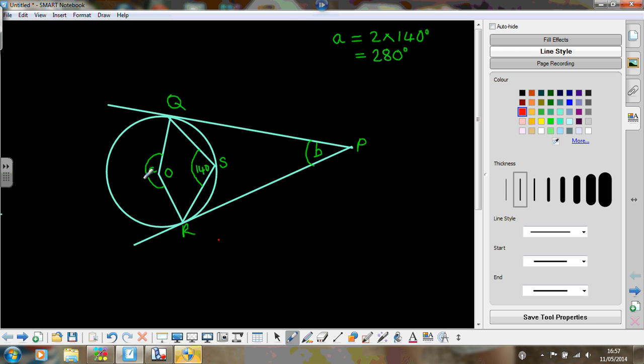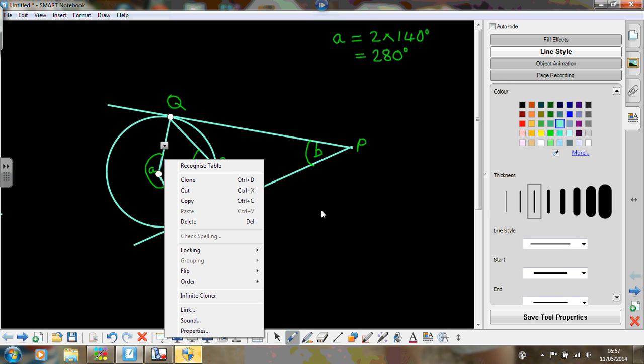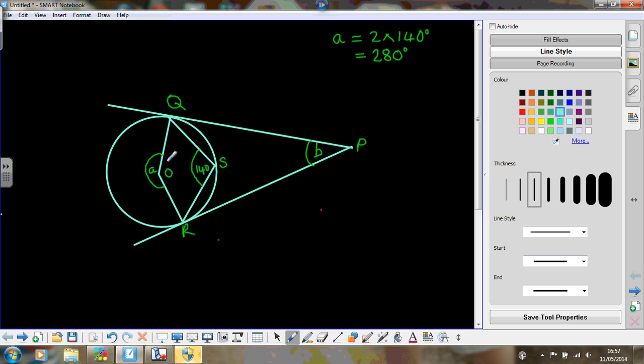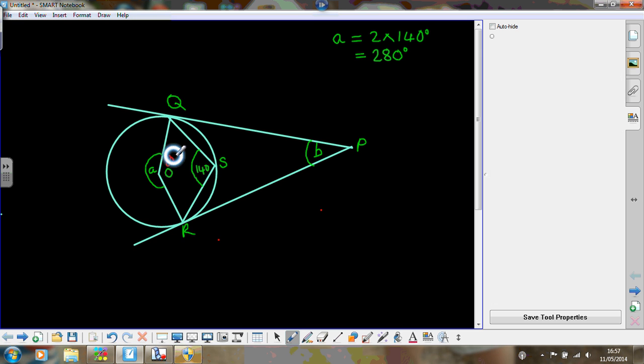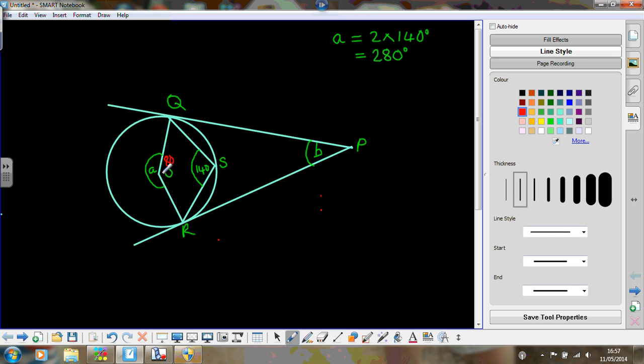If we take 280 from 360, which would give us this angle here, we've got 360 take away 280, that is 80 degrees. So we know that this angle here is 80 degrees. If we split this in half, we know that we would have 40 degrees either side. So that's no longer 80, but 40. We know that's 40.